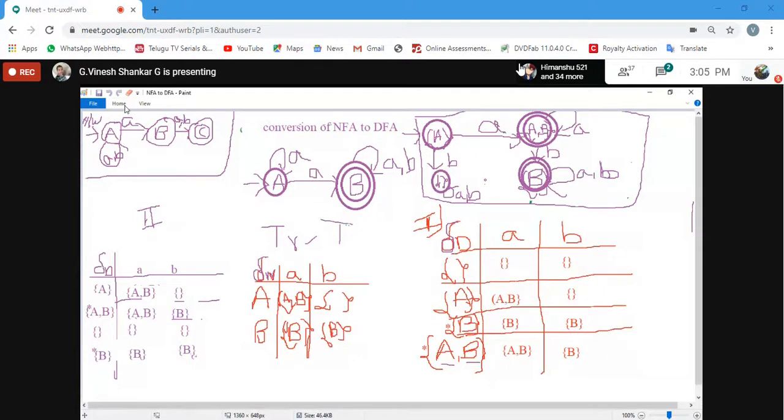I hope you are clear with this conversion of NFA to DFA. This is an NFA which is there. That is, A to A is A and A to B is B. Here, A to A is A and A to A is B, which means immediately we can understand this is an NFA. This NFA we have to convert into DFA. There are two methods to convert the NFA into DFA.